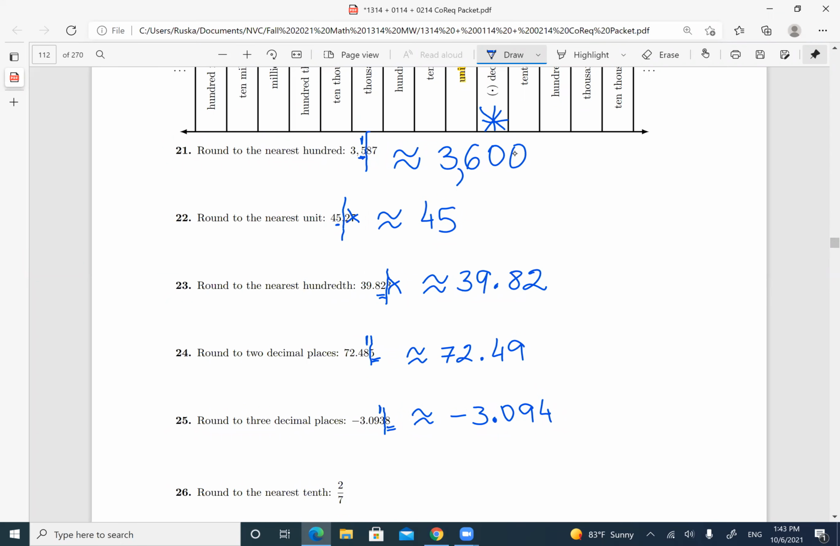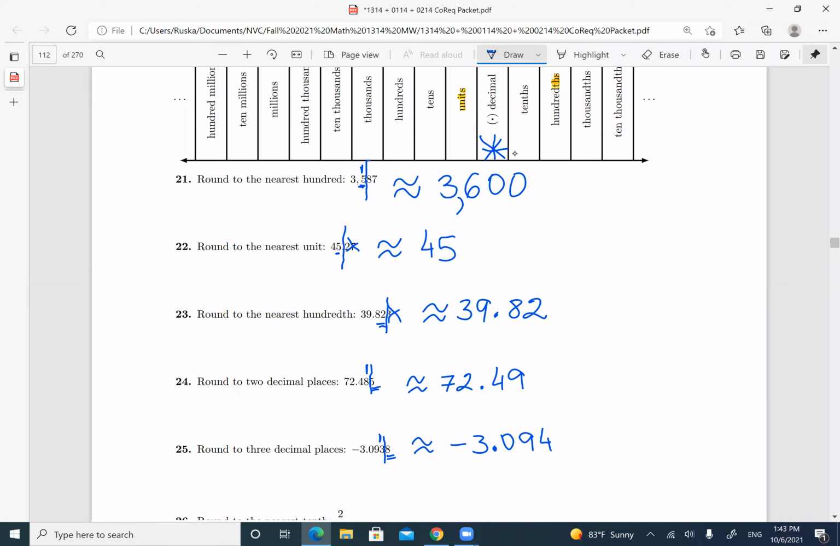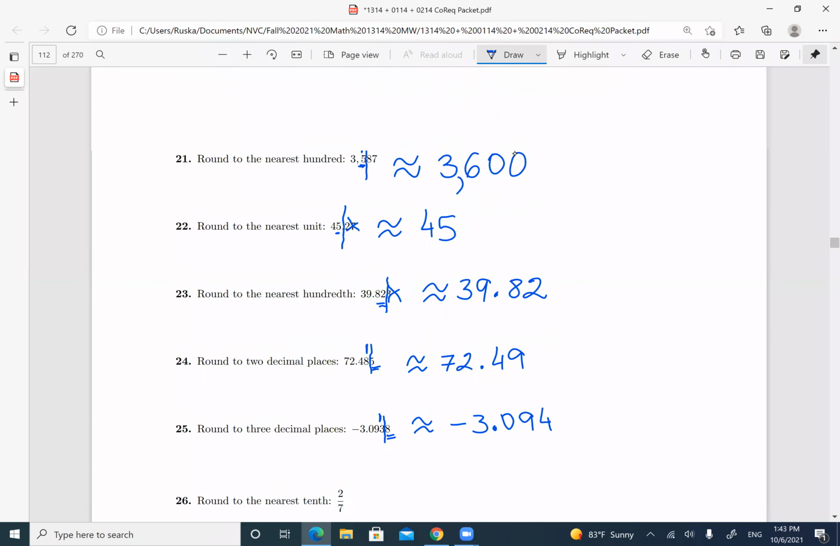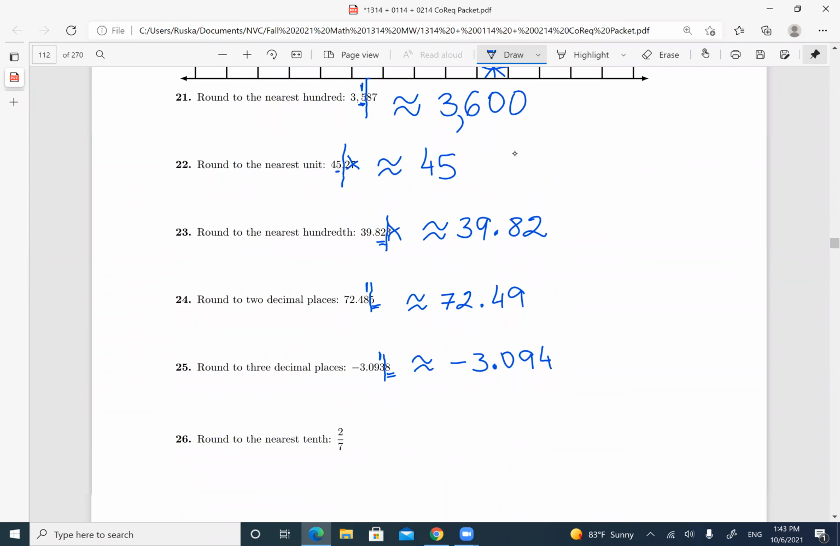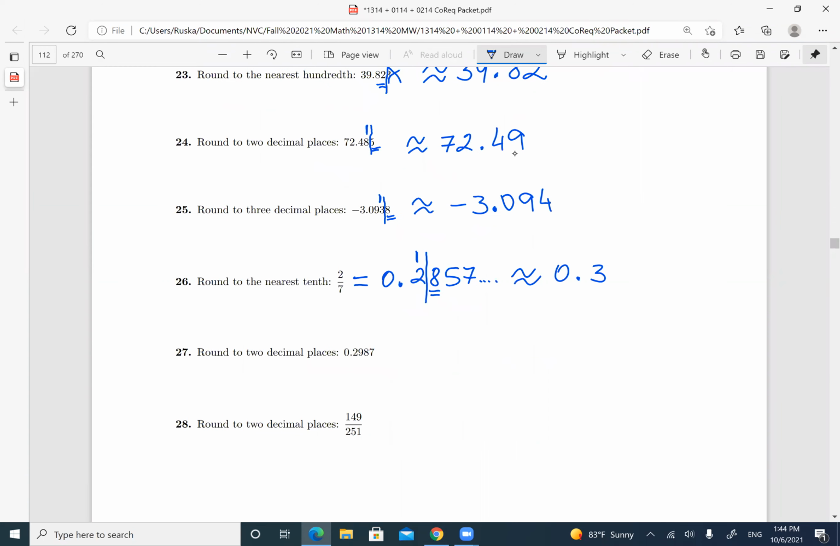The next one you have to divide 2 divided by 7, and you have to round to the nearest tenth. Tenth with TH, so that means one number after the decimal, right? Tenth is one number after the decimal. So when you divide 2 divided by 7, I have 0.2857 and so on, right? And you're going to round to the nearest tenth. After 2 is what? 8. So I need to add 1. So it's going to be 0.3. The next one, it says round to 2 decimal places.